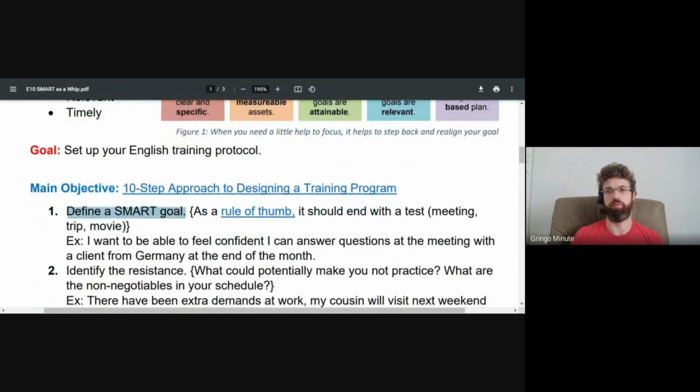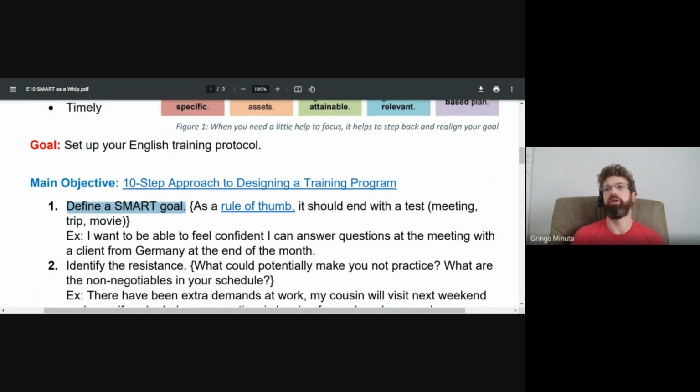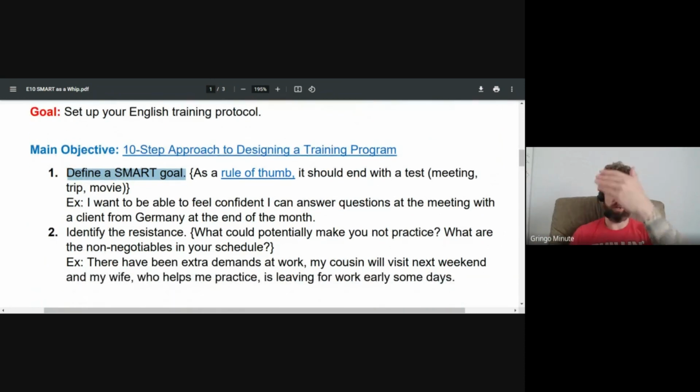Number 1 was the warm-up, a SMART goal. Where do you want to see improvement? The more specific, the better. So here we have an example that I will be using throughout this PDF. I want to be able to feel confident I can answer questions at the meeting with a client from Germany at the end of the month.